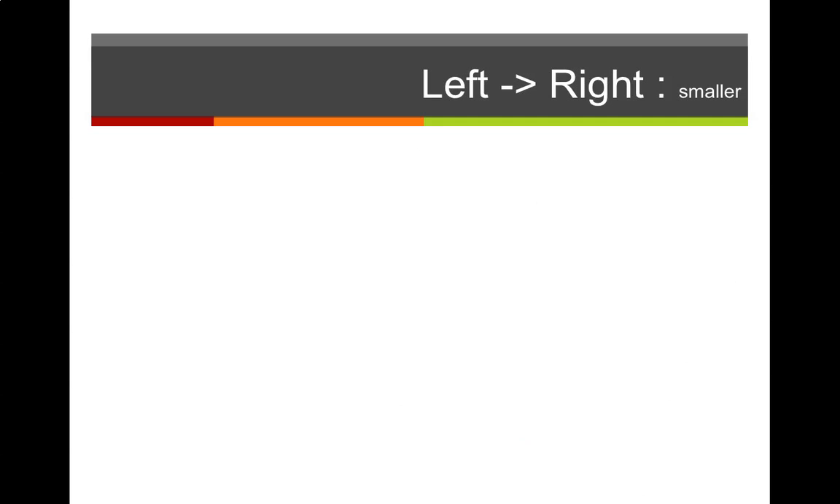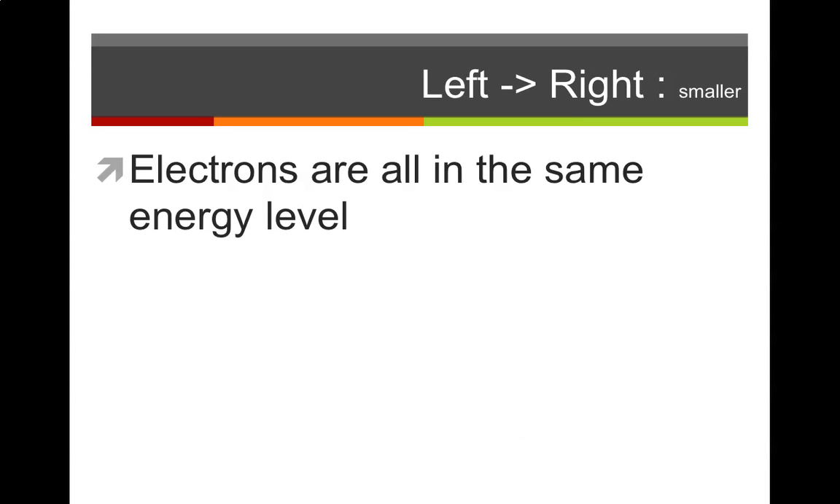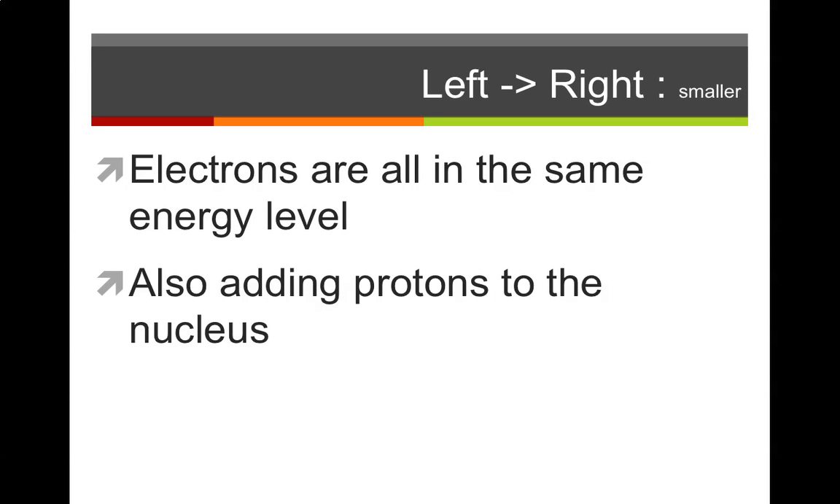So as we go from left to right, the radius gets smaller. So as we're going across a period from left to right, so if we're looking at the lithium period, lithium, beryllium, boron, carbon, nitrogen, oxygen, over to fluorine, we're getting smaller as we go across. And that's because the electrons are all in the same energy level. We know that that's the first energy level if we're looking at that row. And we just keep adding to that, and we keep adding protons to the nucleus.